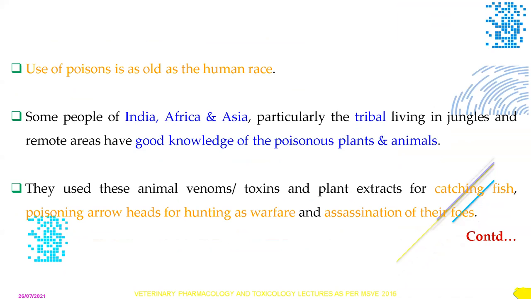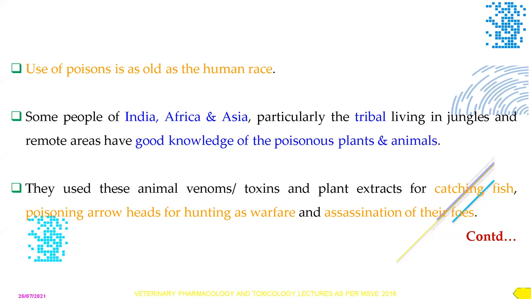Then the use of poison to kill enemies is also an ancient thing. That is the human race. Some people in India, Africa, and Asia, the tribal people, you may know, live in the jungles and remote areas and have very good knowledge about poisonous plants and also animals. Especially the tribal people in Alaska and the Red Indians were using arrow poisons derived from plants, or poisons of animal origin. They knew this, and they used to hunt animals using arrow poison.